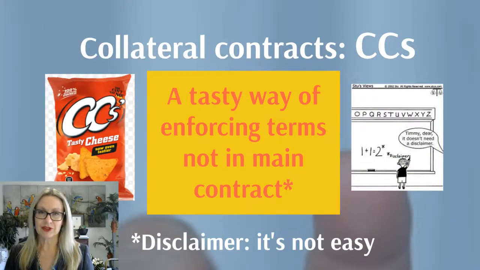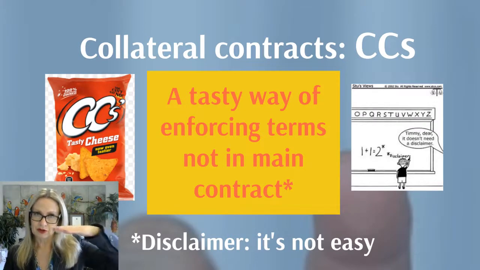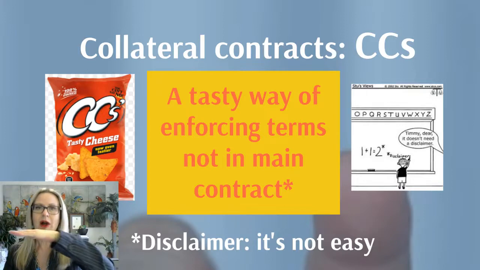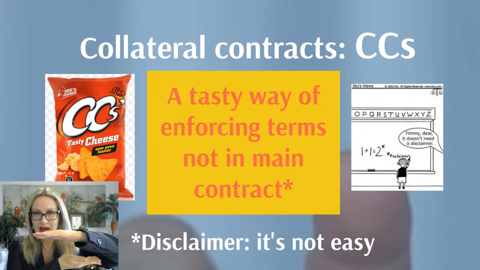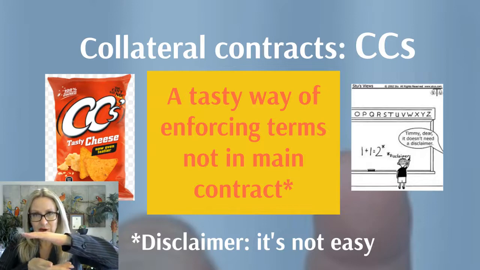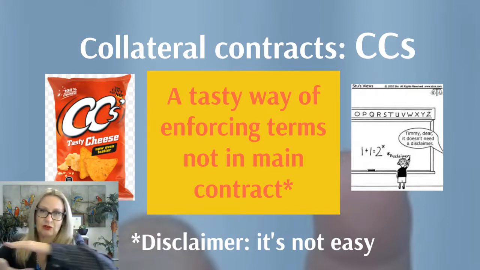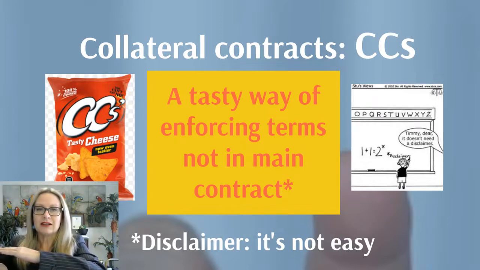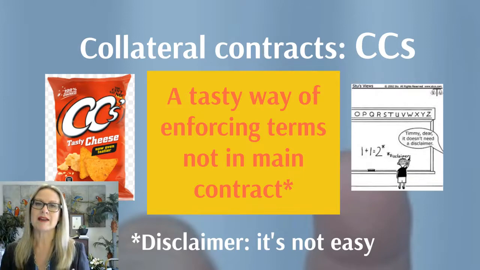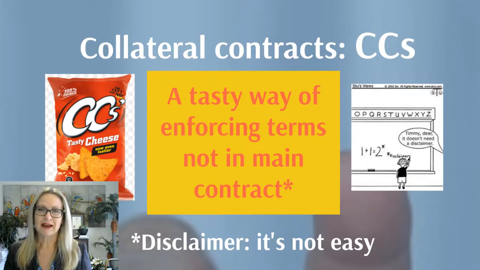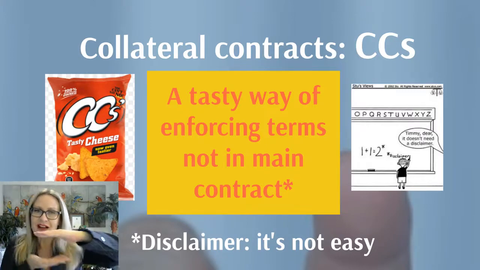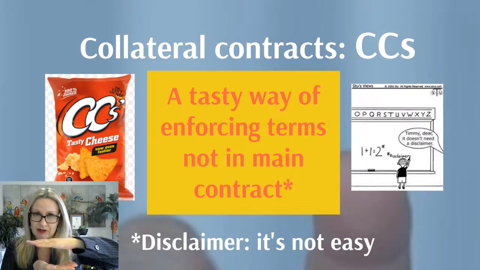Now, collateral contracts. In the first video I said to you that the main contract might be ticking along quite nicely, and then all of a sudden one of the parties says, hang on a minute, there's this other collateral contract that floats alongside the main contract and qualifies it in some way. It is just another way for a party to try and have a term enforced. So collateral contracts are one of the labels that get applied to these terms that are outside of what looks like the parties' main bargain, but nevertheless are enforceable.